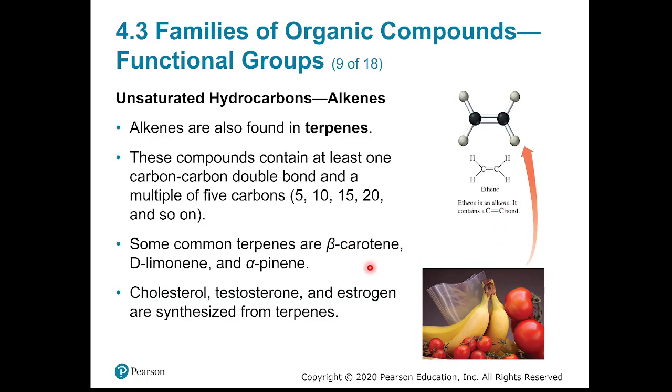So some of these common terpenes are going to be beta-carotene. This is going to give the orange and red colors that you see, like in a carrot. The orange color is the beta-carotene. Okay. Note that these different carotenes can actually have a whole host of different colors. That's why you can get orange, but you can get purple carrot. Okay. Limonene and alpha-pinene. Cholesterol, testosterone, estrogen, these are all synthesized from terpenes as well. And so the terpenes are what actually make those. Okay.